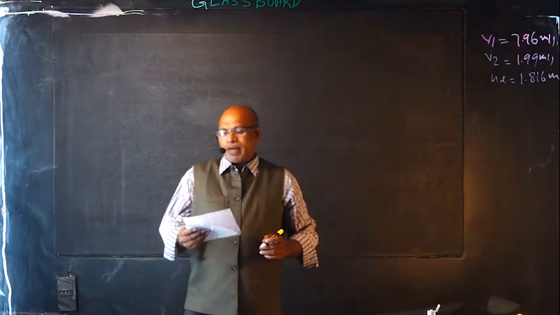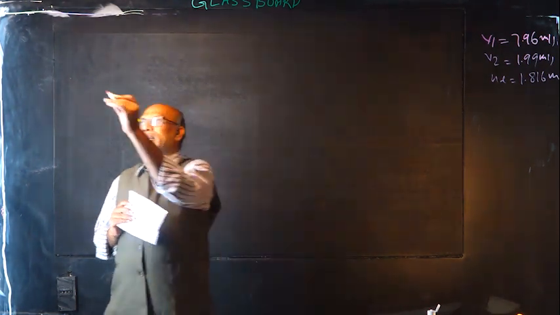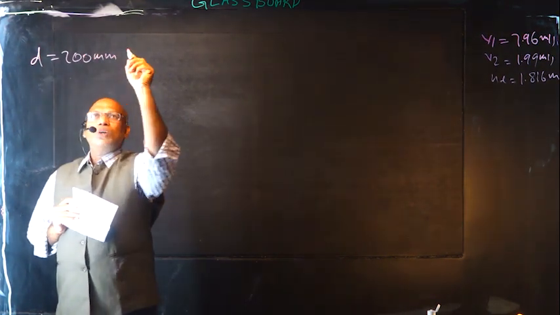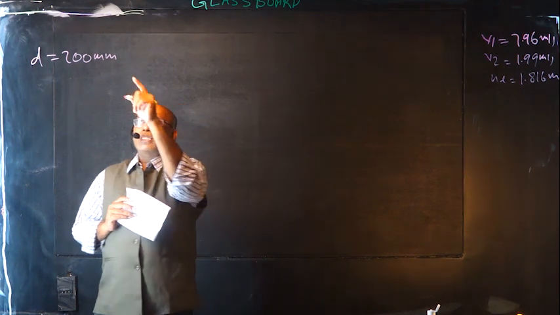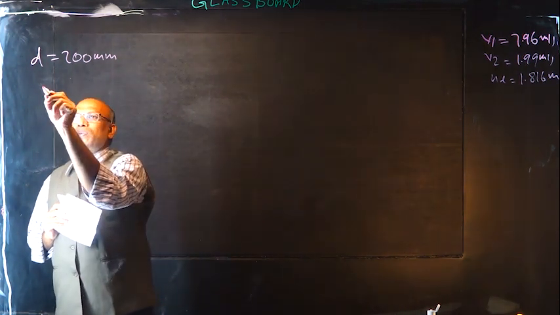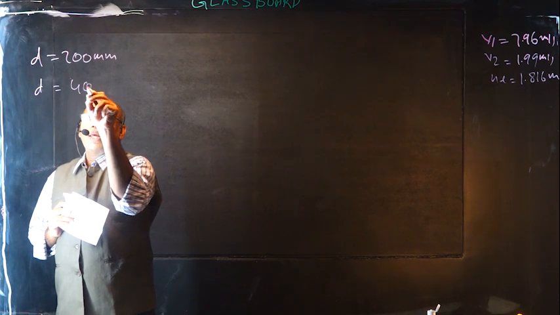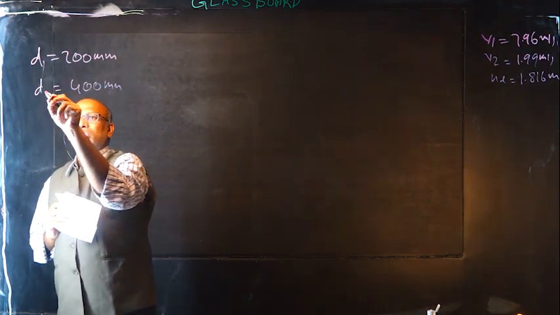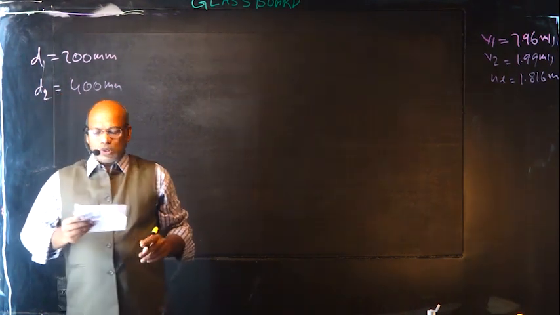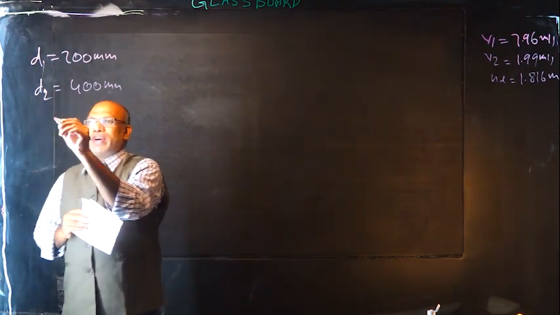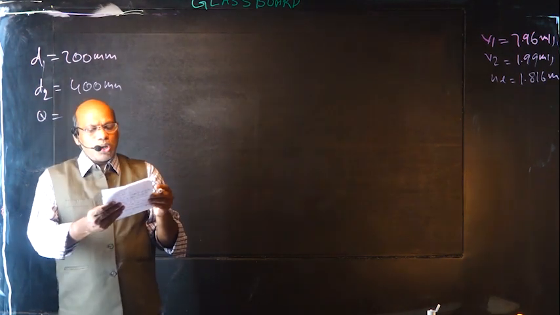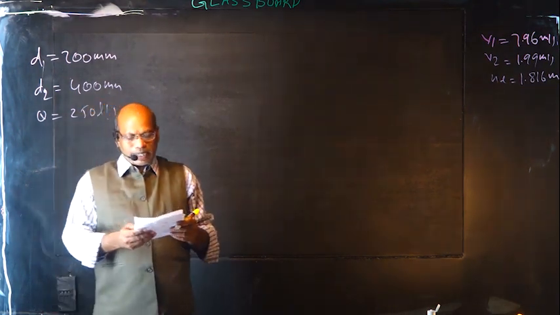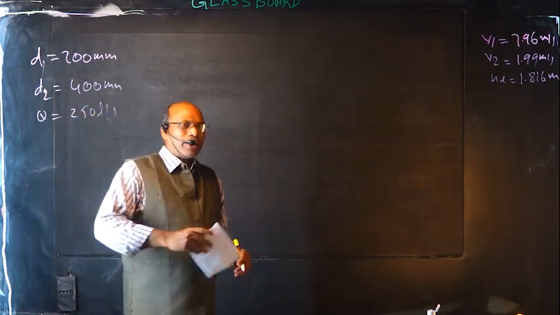Here the diameter of the pipe is 200 mm, D equal to 200 mm. This is suddenly enlarged to a diameter of 400 mm. Diameter D1 is the initial diameter, that is enlarged to 400 mm, that is D2. And the rate of flow is also given, Q equal to 250 liters per second. Find the head loss.